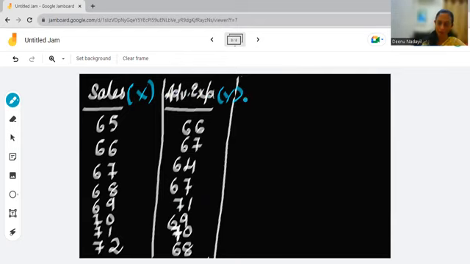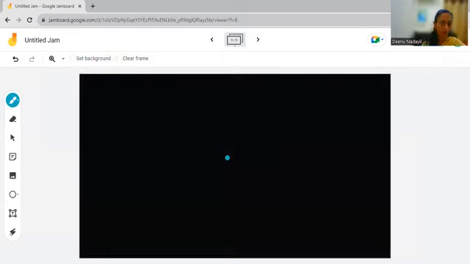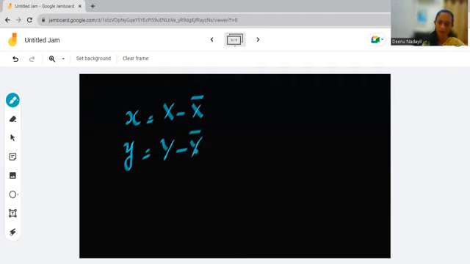Now we have to find small x and small y in our formula, right? Small x and small y in the formula. So we have to find that. So how will we find? Small x is equal to capital X minus x bar, that is the formula written there. And small y is equal to capital Y minus y bar. Then we have x and y.